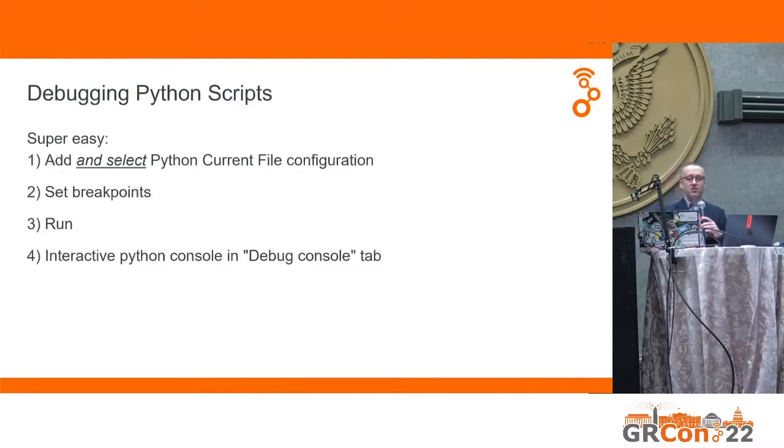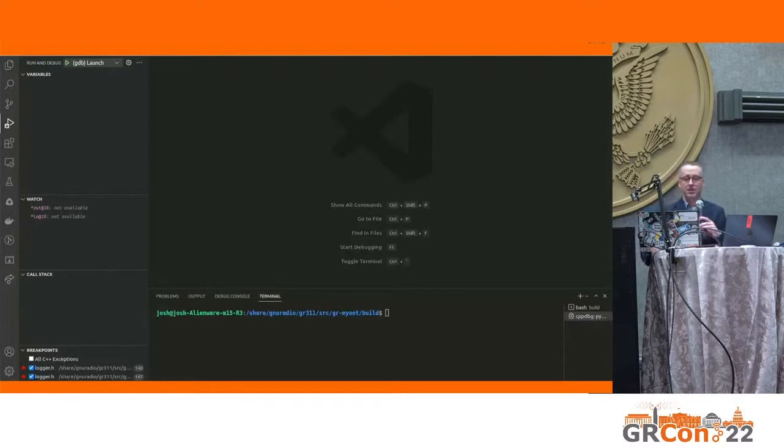Now, Python scripts, the top level script that gets generated from GRC, this is very easy to step through. All you have to do is select Python current file as your configuration, set your breakpoints, run, and step. And then there's an interactive Python console in the debugger, and you can type stuff in. You can launch matplotlib plots, do whatever you want to do.